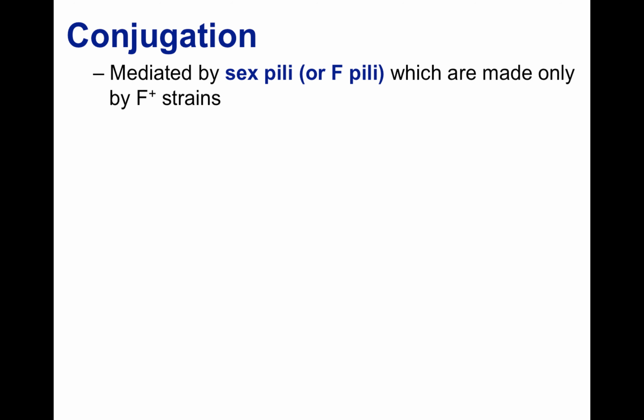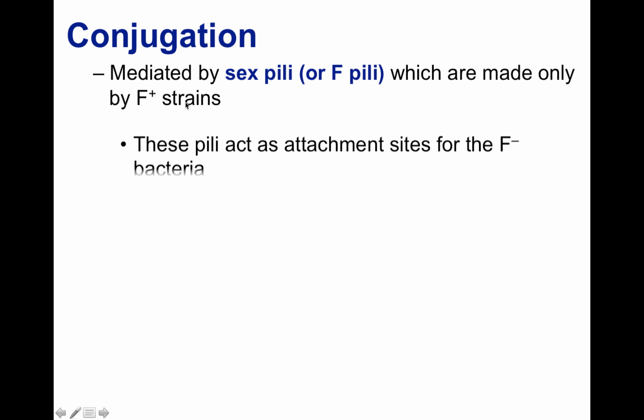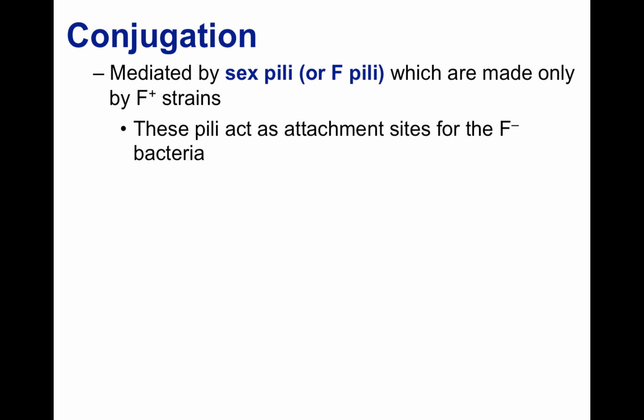Conjugation takes place between two cells, an F plus strain and an F minus strain, and it's mediated by sex pili or F pili. Those proteins and this conjugation bridge are produced only by strains that are F plus, only by strains of bacteria that harbor an F episome. The pili act as attachment sites for the F minus bacteria. Those are the bacterial strains that do not have the F episome yet.